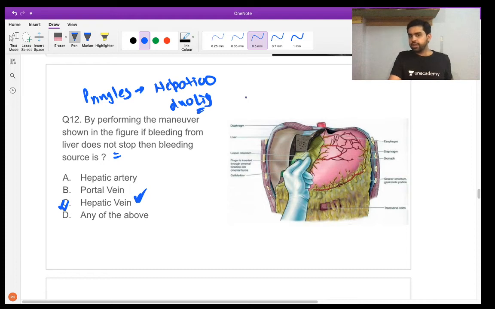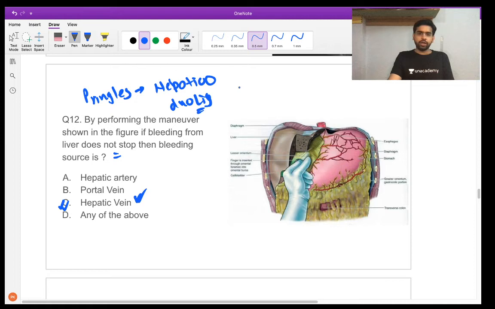Okay, so if you compress this, what will happen? All the inflow to the liver should stop. The blood supply to the liver will be stopped. What are the constituents of this portal triad? We have a portal triad in the hepatico-duodenal ligament. It is a portal vein, a hepatic artery, and then you have a bile duct.